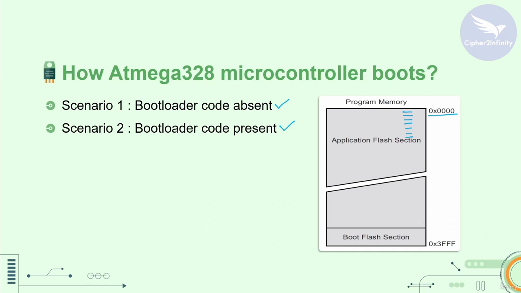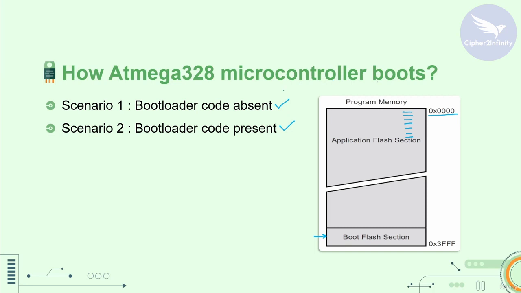Okay, now let's try to understand the second scenario, when the bootloader code is present in the bootloader flash section. Okay, so you already know that we are going to program the bootloader code provided by the Arduino organization in this particular region. So let's try to understand how exactly the microcontroller boots, or starts, when the bootloader code is programmed in this controller.